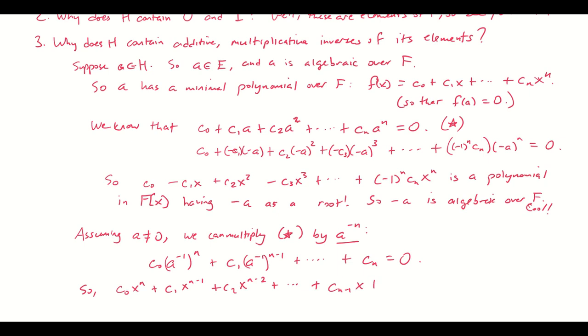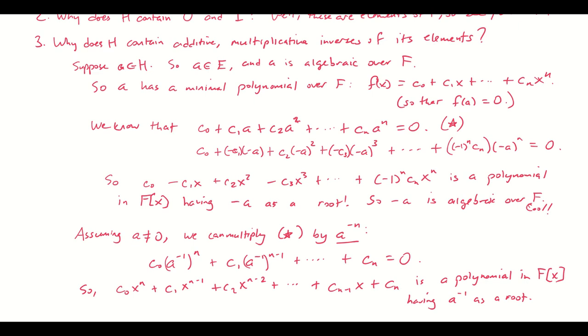cn minus 1 x plus cn. So I just take that polynomial and turn it around, like turn the coefficients around. This is a polynomial in F adjoin x, and it has a inverse as a root. Now to do that, I did need to use a inverse, which meant that I needed to assume that a was non-zero here. But if a is 0, we're not going to be looking for its inverse in H anyway.